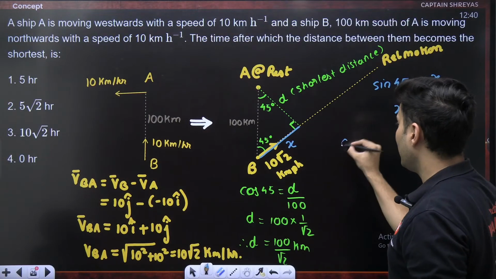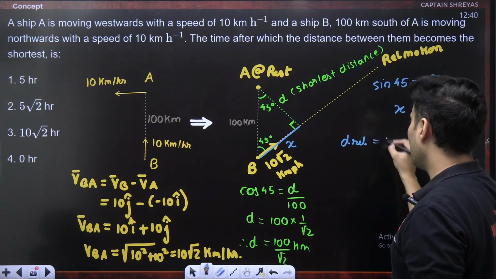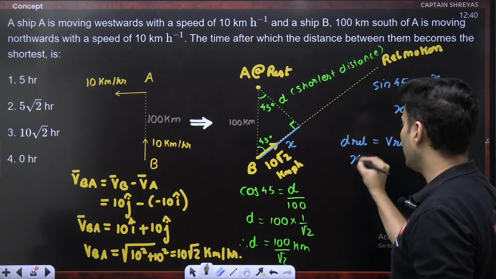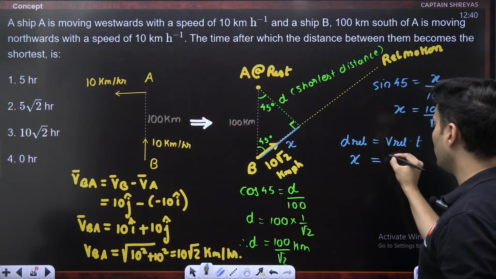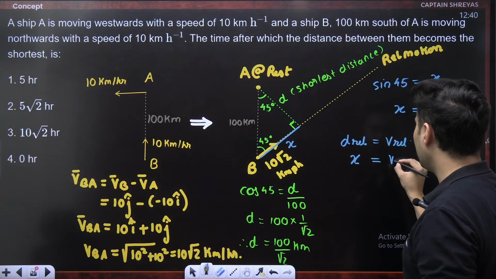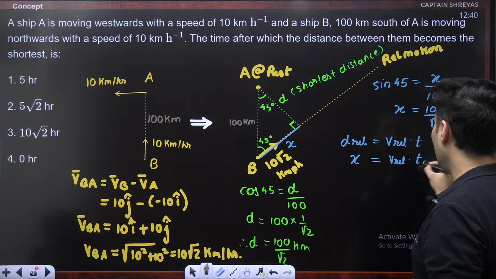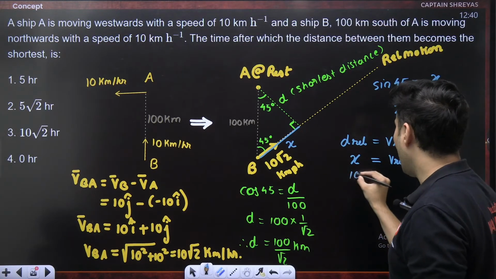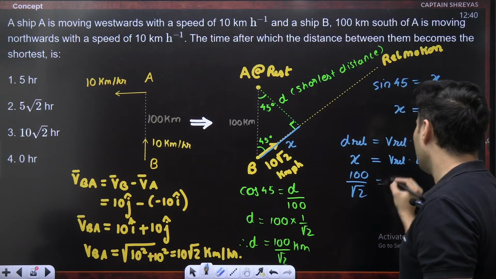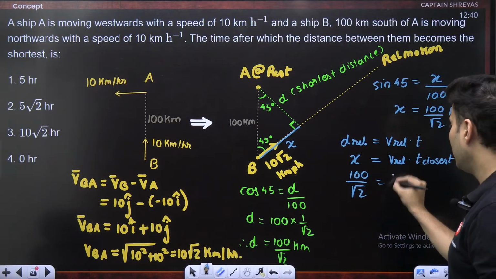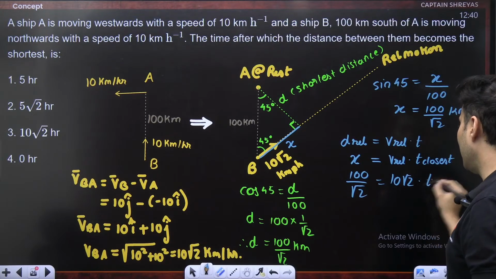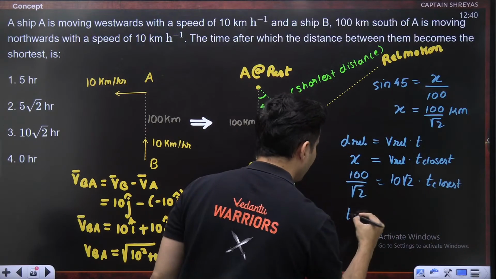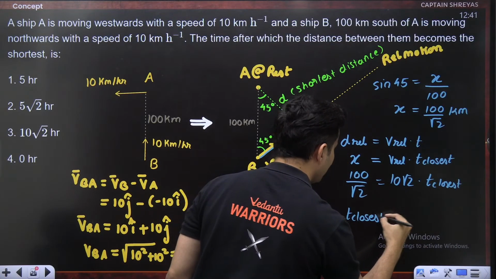So can I not say distance relative is speed relative multiplied by the time? So the distance which you have to travel is x, the speed is v relative, and this is the time to come closest. X is nothing but 100 by root 2. Relative speed, how much was it? 10 root 2. And how much will the time to come the closest be?